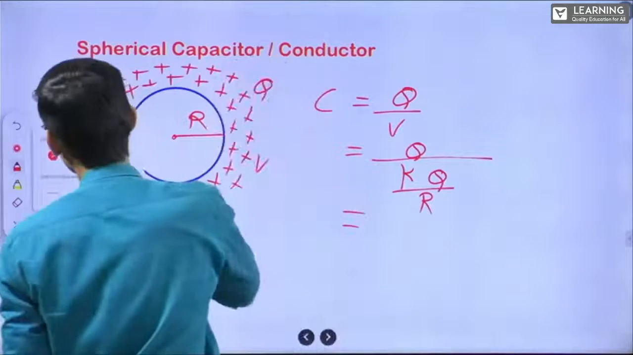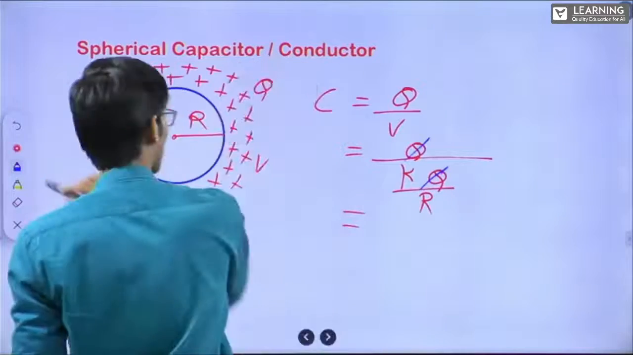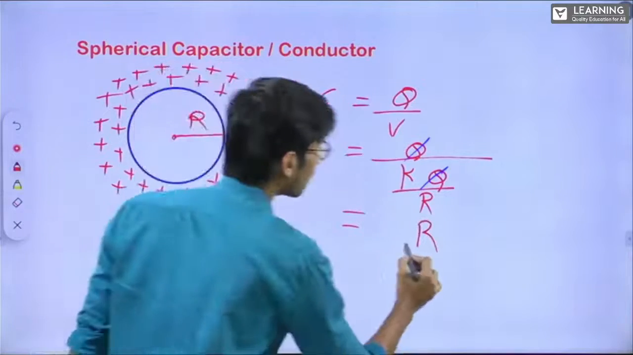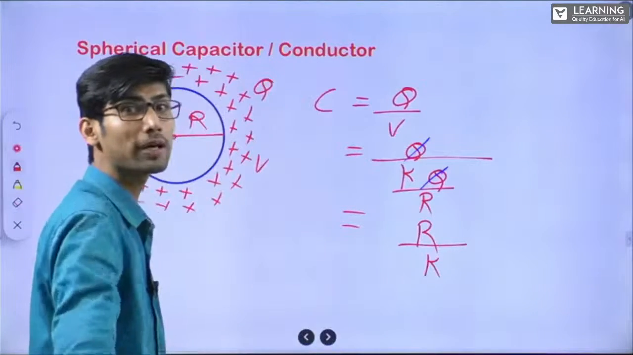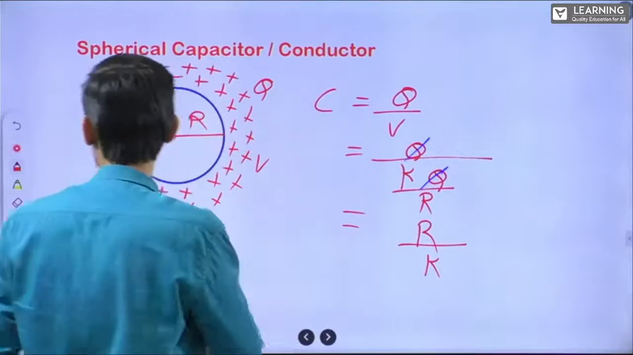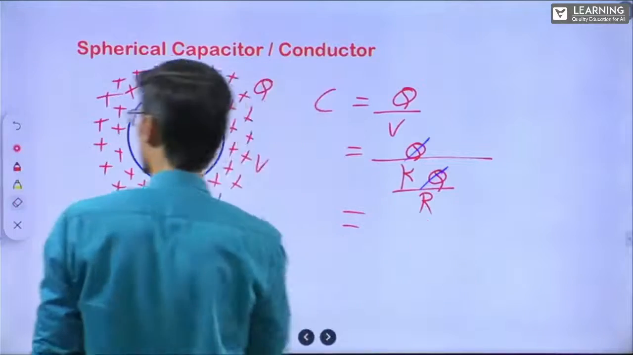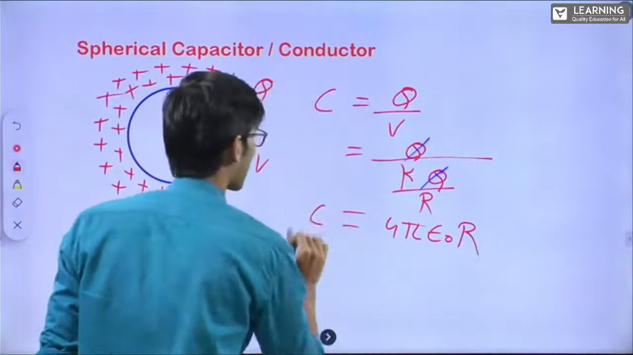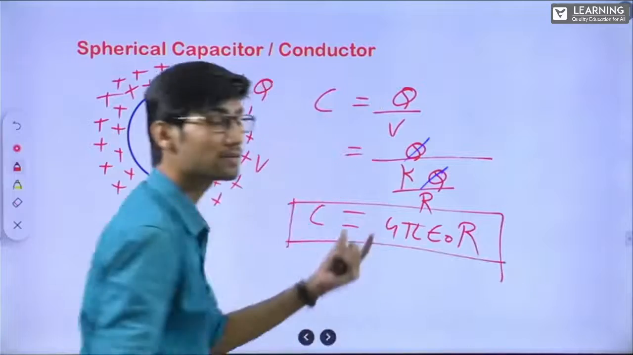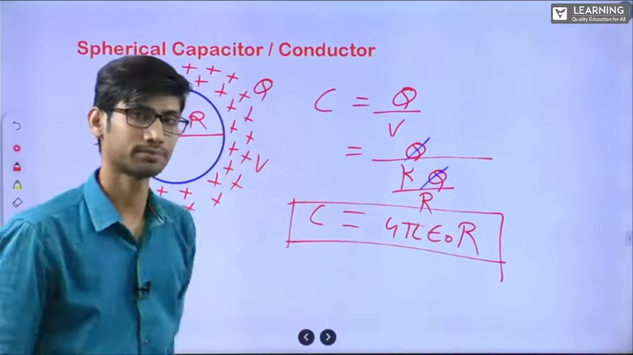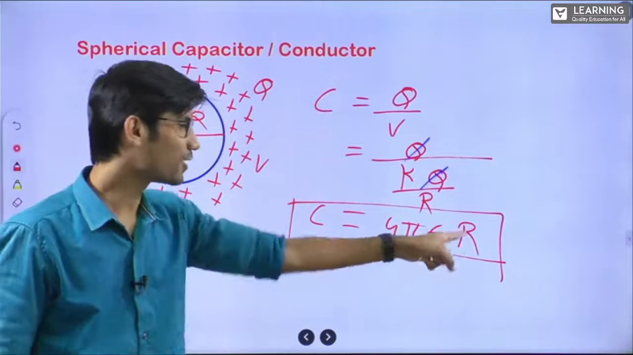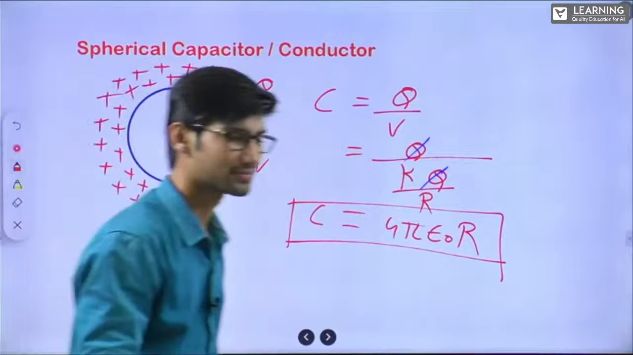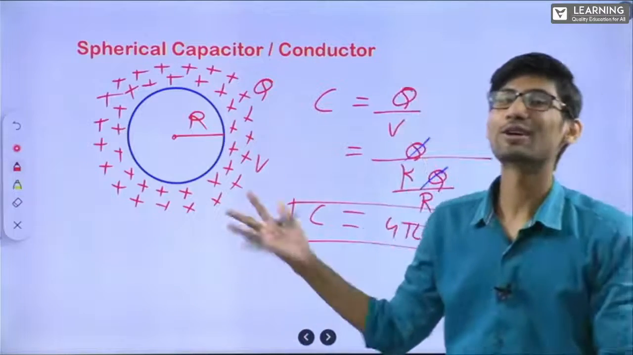Q and Q will be cancelled. R will go up. What is K? K is 1 upon 4 pi epsilon naught. 4 pi epsilon naught will come in the numerator, right? So this will be C equals 4 pi epsilon naught R. Now see this formula. Capacitance is depending on the radius of the sphere and epsilon naught, that is the medium which is around. Correct? It does not depend on Q and V.